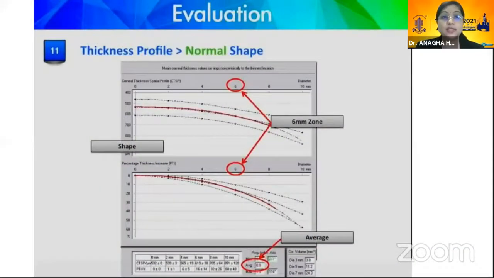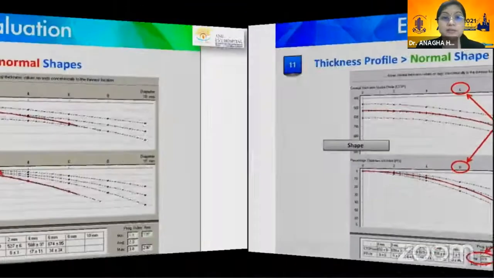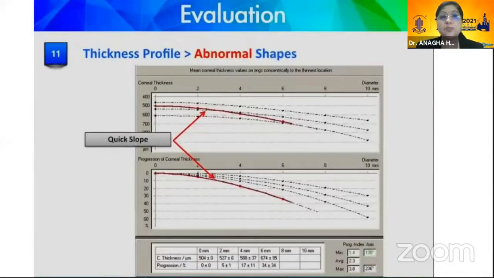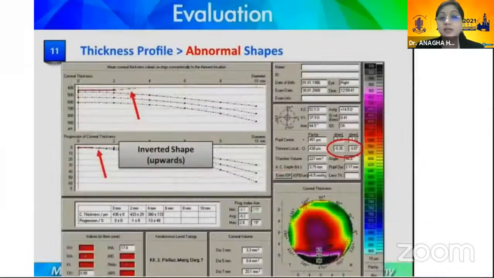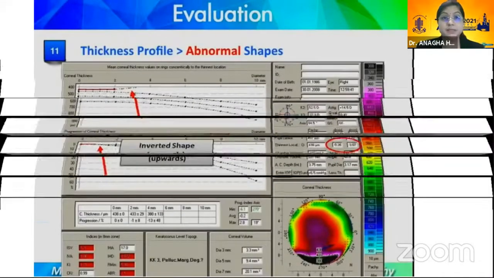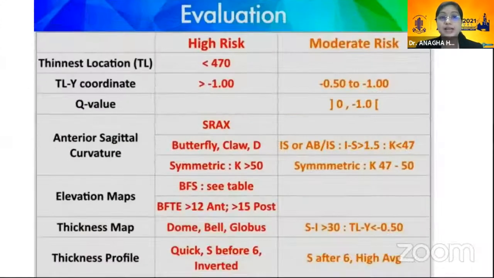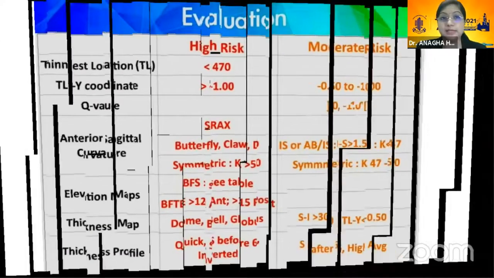Now you have the corneal thickness, spatial profile, and the percentage thickness increase, which basically means how much the corneal thickness is changing from the center to the periphery. You could have a quick slope, you could have an S shape, you could have a flat shape or an inverted shape. These are all abnormal shapes. So basically you need to evaluate all these points and differentiate them between the moderate and the high risk.